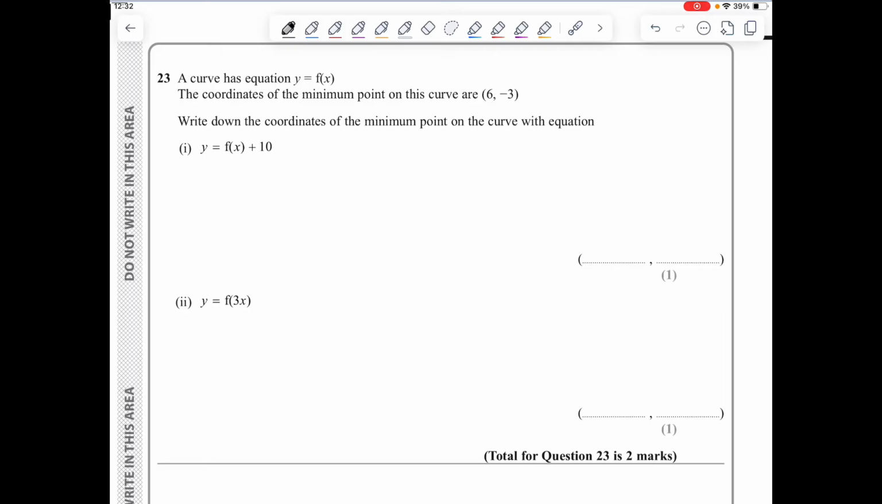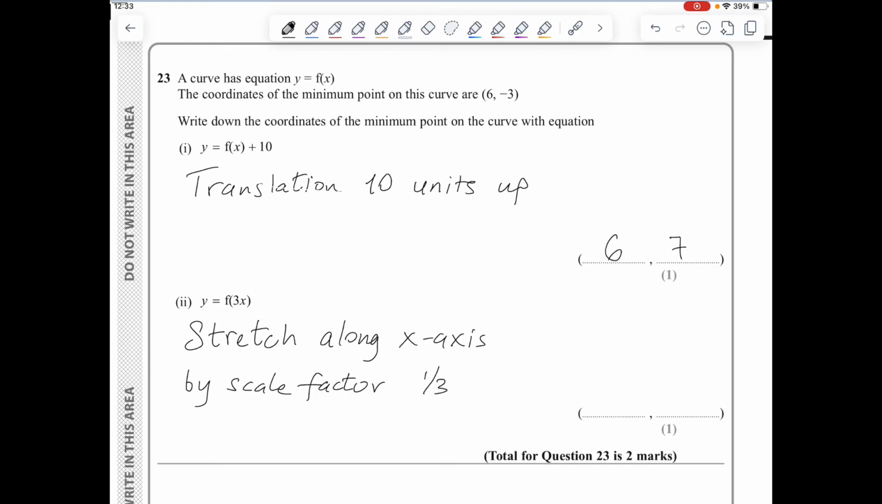For question 23, we have this point and we need to apply two transformations. Now for the first one, recognize it as a translation by 10 units up. So the image will be (6, 7). And the second one is a stretch along the x-axis by a scale factor of 1 over 3. So this will be mapped onto (2, -3).